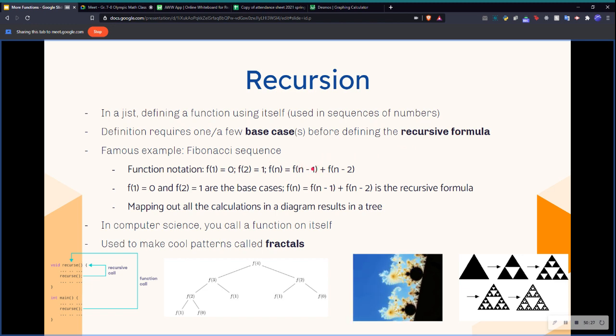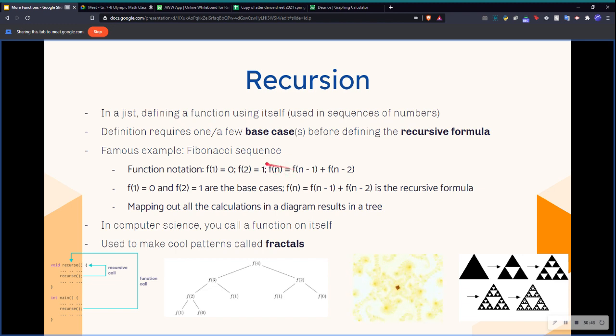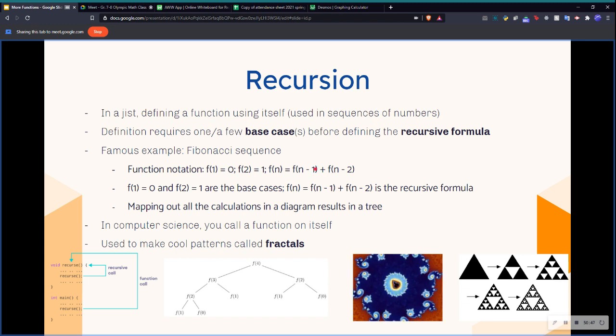What does this mean? How does it relate to the Fibonacci sequence, right? So say n was a term number, right? And remember that in the Fibonacci sequence, a term is equal to the sum of its two previous terms. So you have f at n minus 1, which is the most recent term. And then you have plus f at n minus 2, which is two terms before the current term.